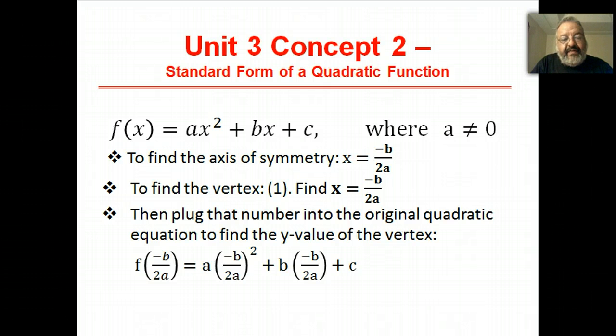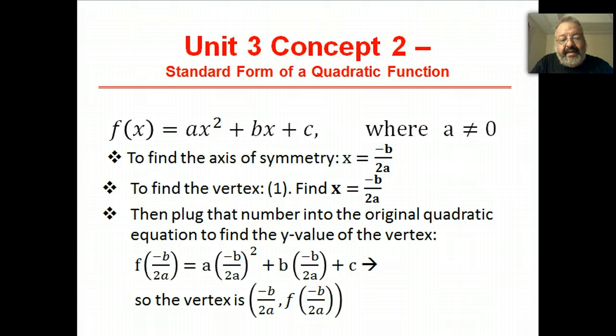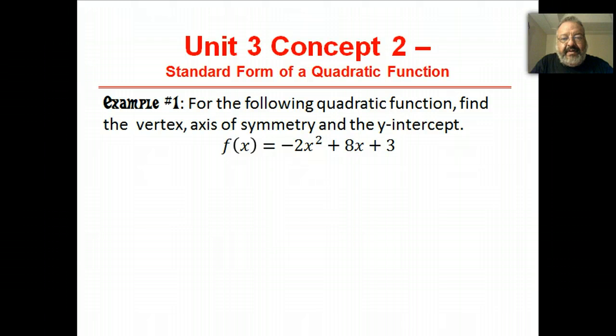So you have f of negative b over 2a, and you plug in negative b over 2a for every x in the original equation. We'll see that in an example in a second. And so the vertex would be: the x part is negative b over 2a, and the y part is whatever you get after you plug it into the quadratic function itself.